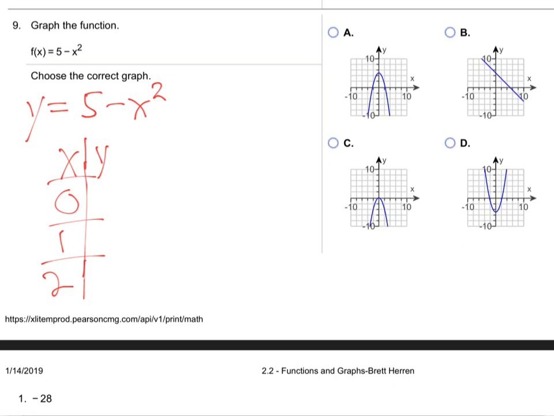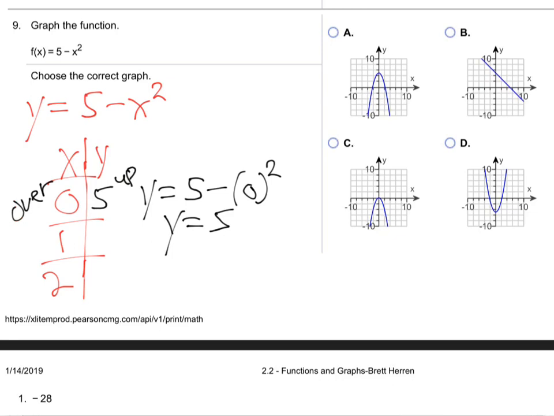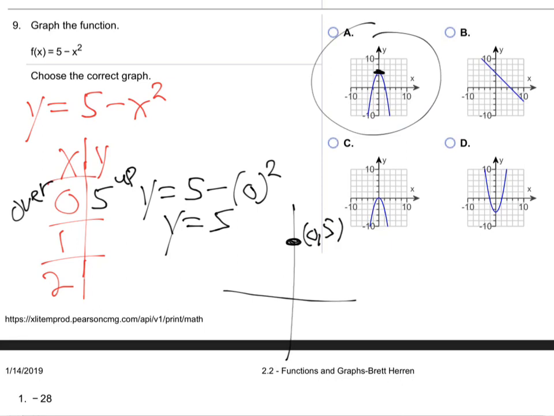Oh yeah, all we need is the 0. This is going to be so easy. So put in 0 in the x spot. So y equals 5 minus 0 squared. y is 5. So which one of those graphs has the point over 0, up 5? A does. This point right here, over 0, up 5. None of the other graphs have a point that goes over 0 and then up. So the answer is A. All we needed was that one point.